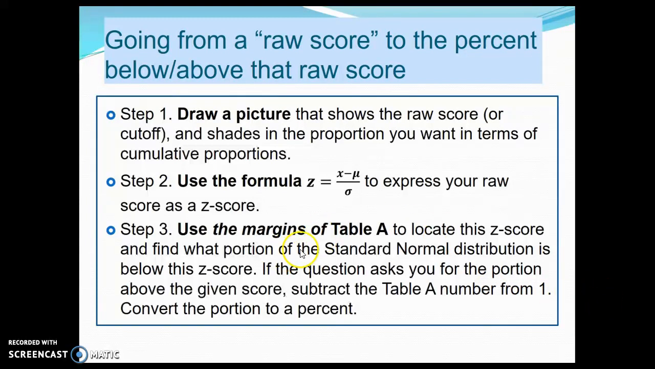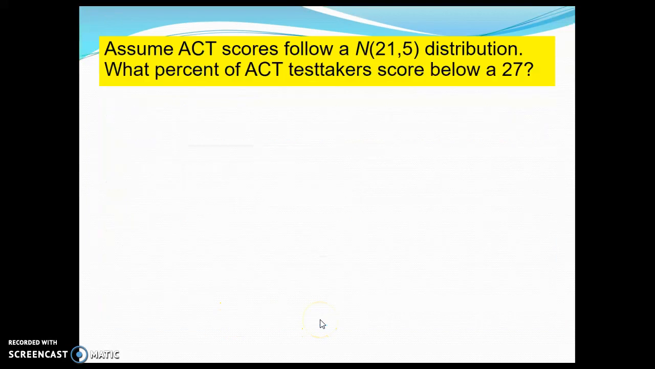And then either way, whether you got to the left or to the right, you can multiply that number by 100 to convert the portion to a percent. So let's take a look at that. ACT is a college entrance exam score, and let's say that scores follow a normal N(21, 5) distribution. What percent of ACT test takers score below a 27?